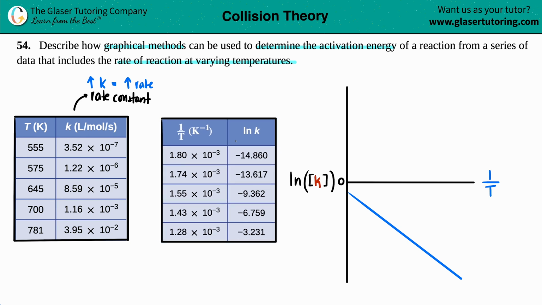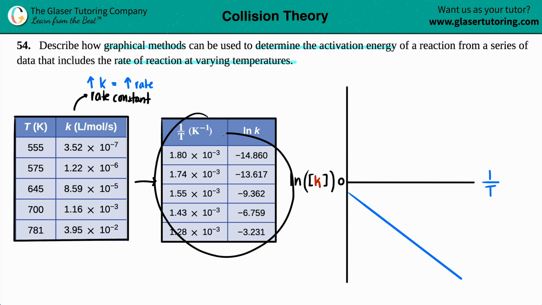Lovely. So in essence, if you have temperature versus rate constant, you have to transfer your temperatures into 1 over T. So if you do 1 divided by 555, you will get 1.8 times 10 to the negative 3rd. If you do 1 divided by 595, you get 1.74 times 10 to the negative 3. And then the same thing goes for here. If you take the ln of 3.52 times 10 to the negative 7th, you'll get negative 14.860.